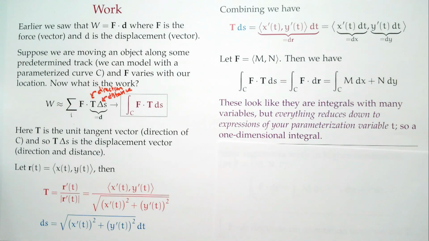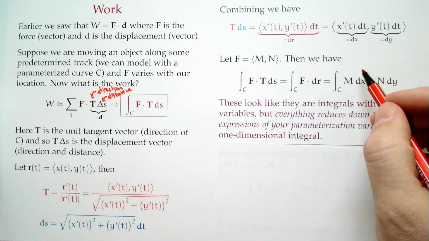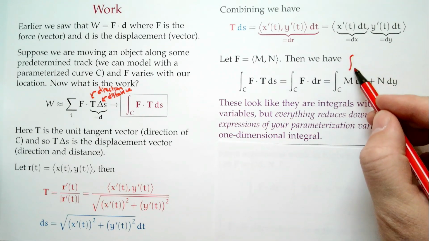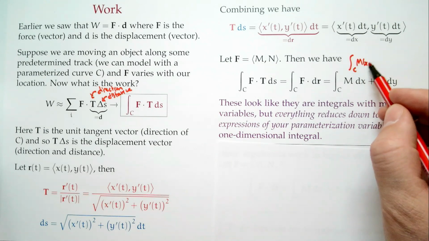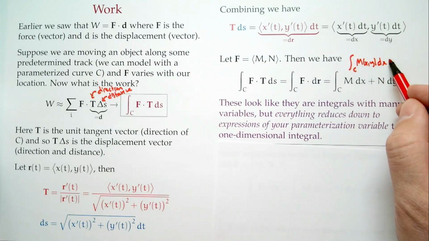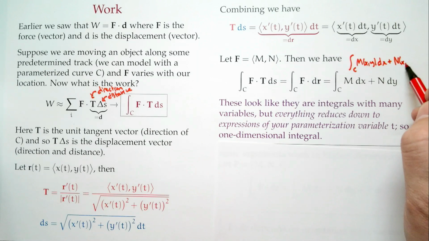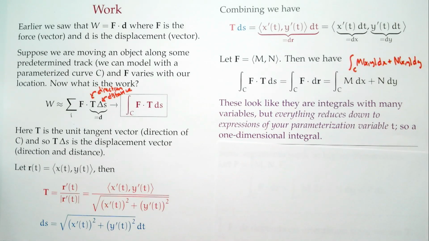So you might look at this and say, oh my gosh, because when we talk about M, we're really talking about M as a function of x, y, with dx. And when we talk about N, it's a function of x, y, with dy. And so you might think, oh, this is multivariable, but everything reduces down to your parameterization. It's still single variable.